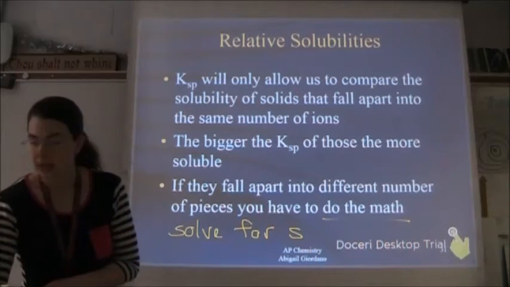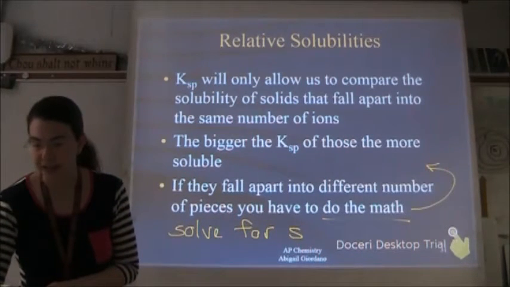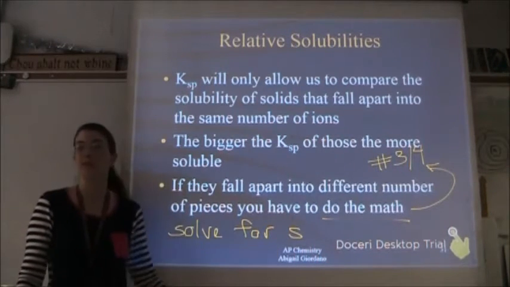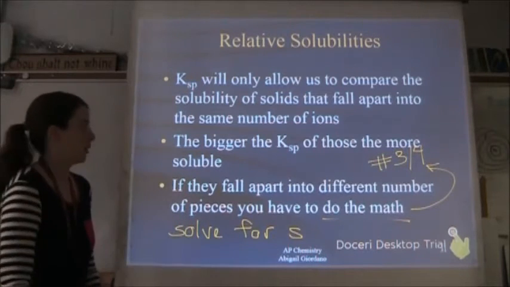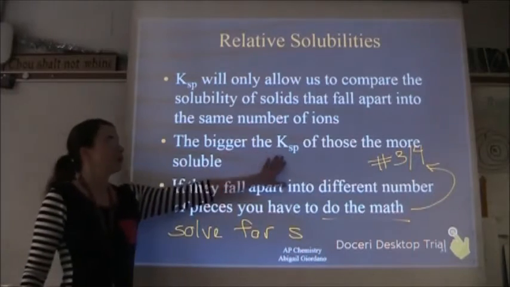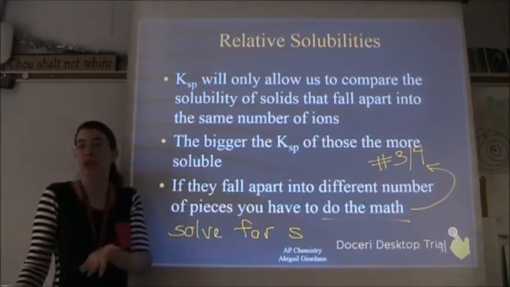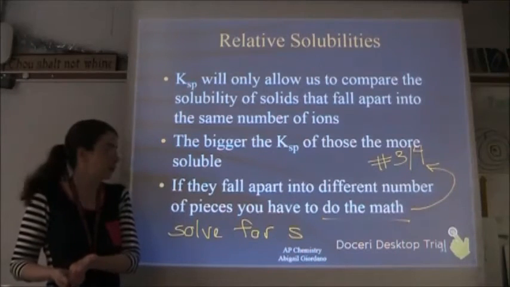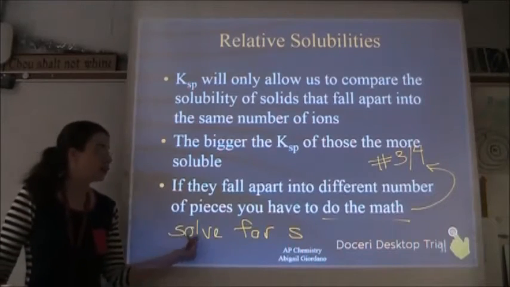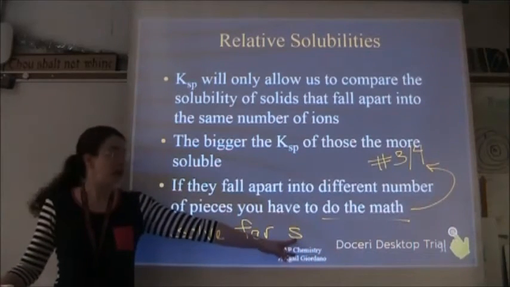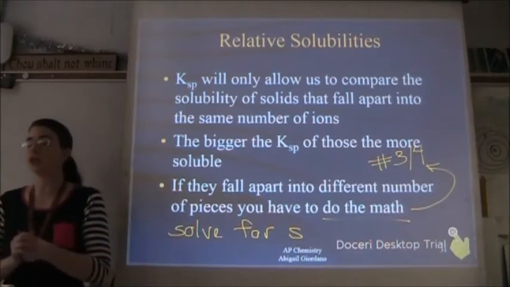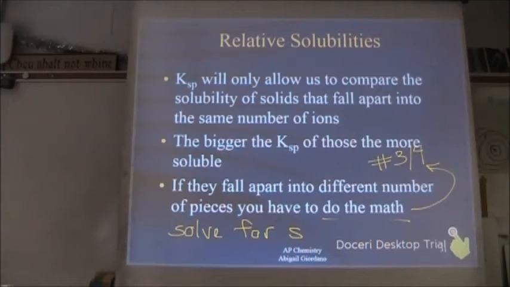If you go and look at the problems we just did, numbers 3 and 4, you solved for S. So if they break down into the same number of pieces, you can compare KSP. The one with the larger KSP is the more soluble salt. If they fall apart into different numbers of pieces, then you have to solve for S, solubility, and compare those. The one with the larger value for S is the more soluble salt.